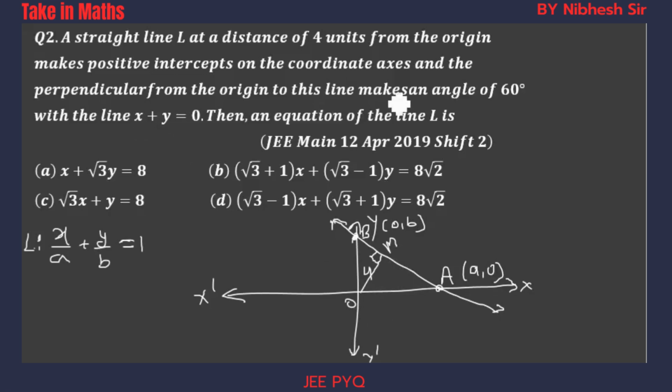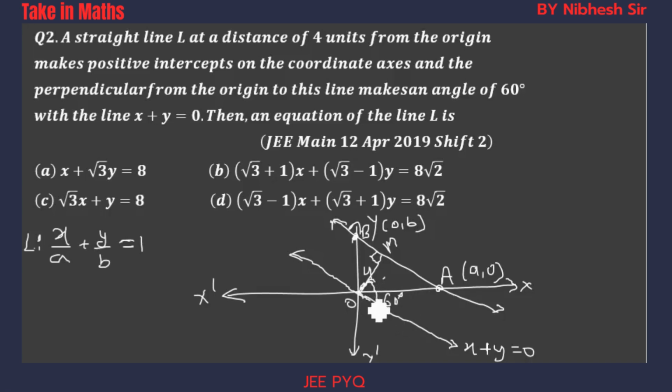The next part is that the perpendicular from the origin to this line makes an angle of 60 degree with the line. So this perpendicular makes a 60 degree angle with the line x plus y equal to 0. This is the line, and this makes an angle of 60 degree.